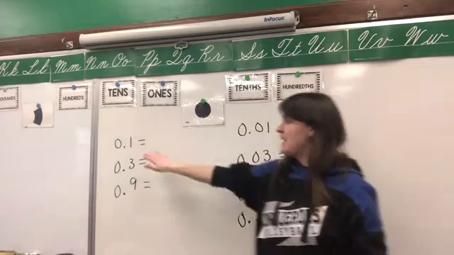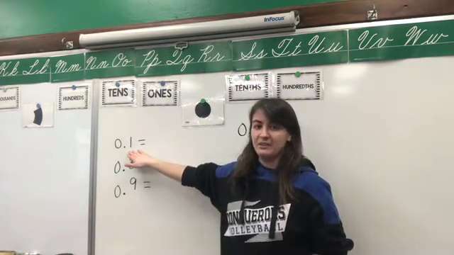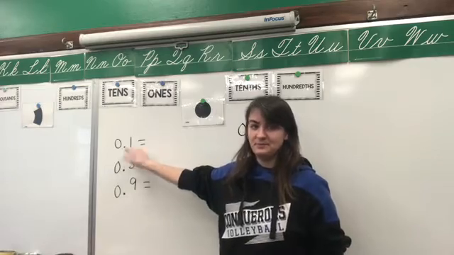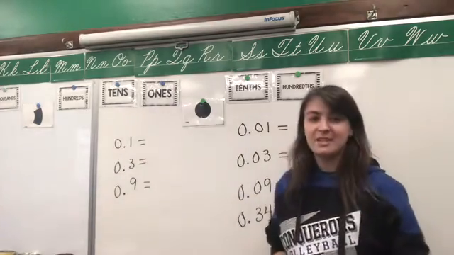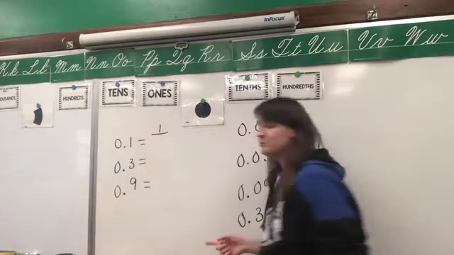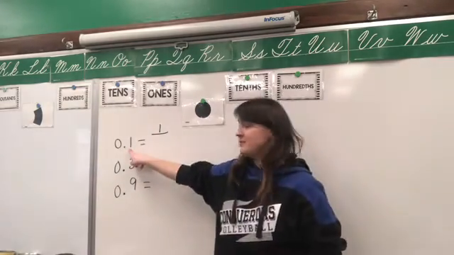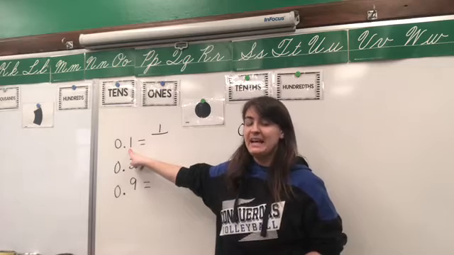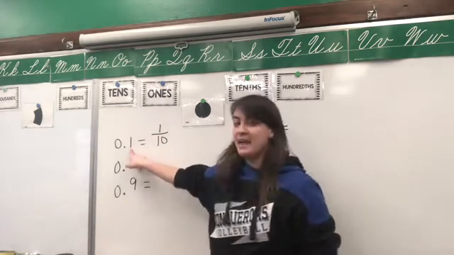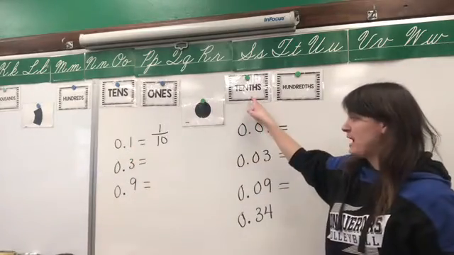So if I've got 0.1 or 0 decimal point 1, what fraction is this equal to? That's right, 1/10. 1 is our numerator because that's the number we have here in the tenths place value spot. And 10 is our denominator because we're in the tenths place value spot.